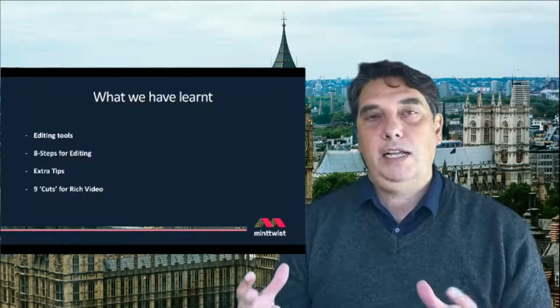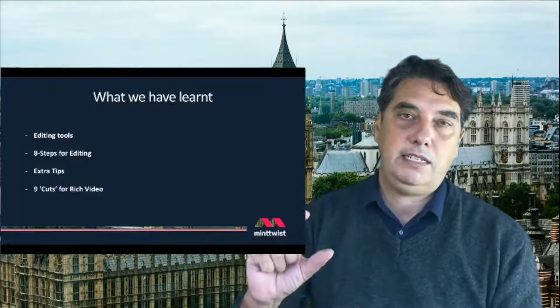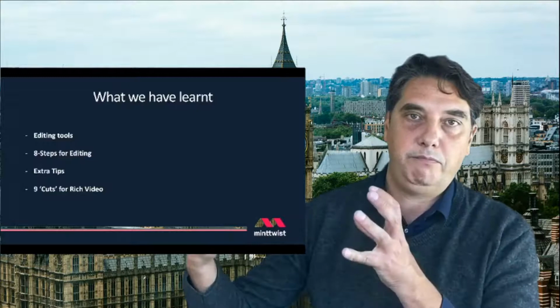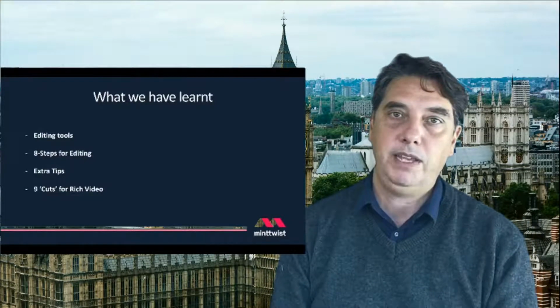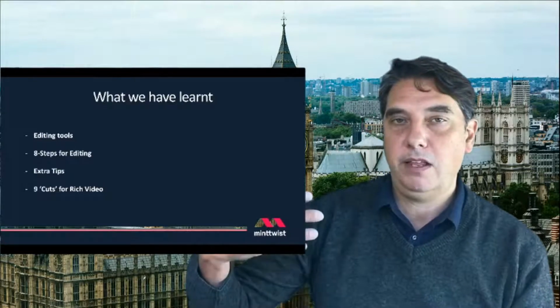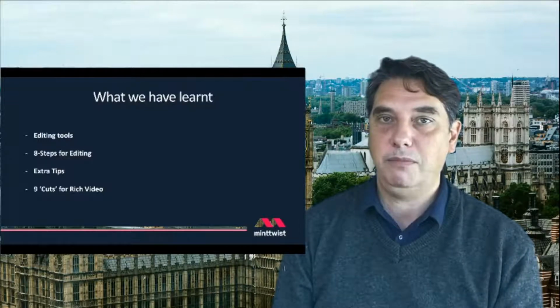So what have we learned today? We've learned a bit about the editing tools and how they work. We've learned about the 8 key steps for editing. So these are the things that we need to do once we've produced our source video content, in order to pull them together and edit a video. We've looked at some extra tips, and then we've looked at the 9 more advanced cuts. So, once you've been experimenting with editing video for a little while, you might want to play with some of these things.